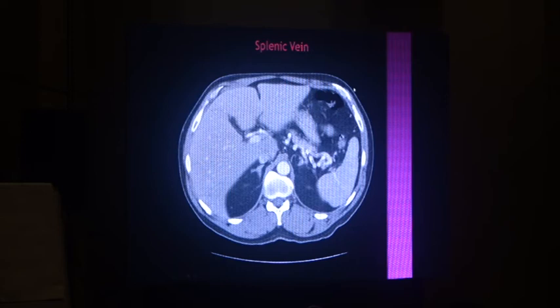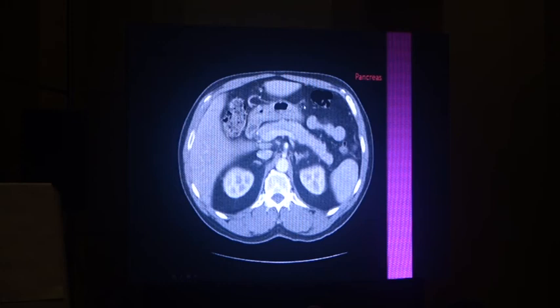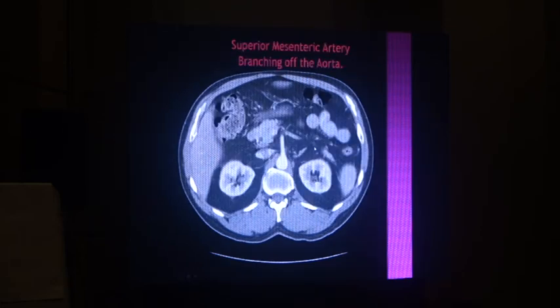Next. Yes. What is this structure? This is pancreas. Head, body, tail. What is this structure? Yes. This is the superior mesenteric artery arising from the aorta. Now coming to this structure. What is this structure?